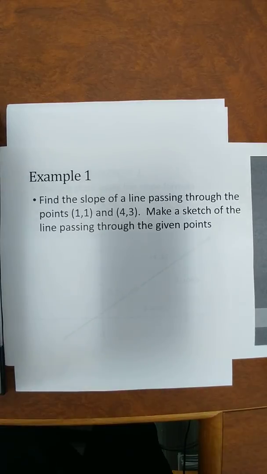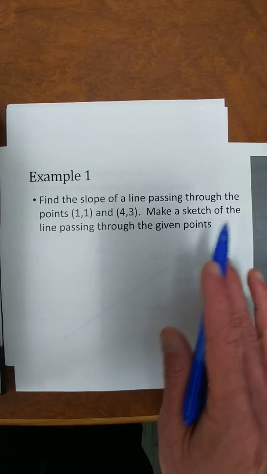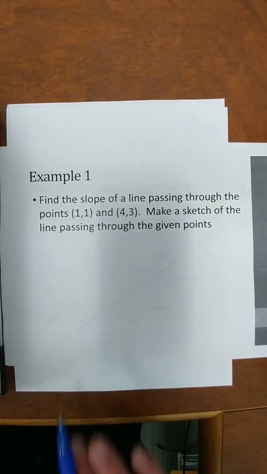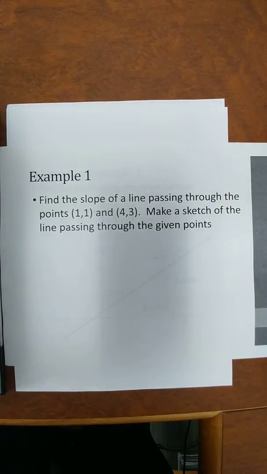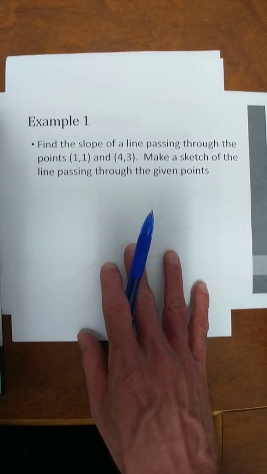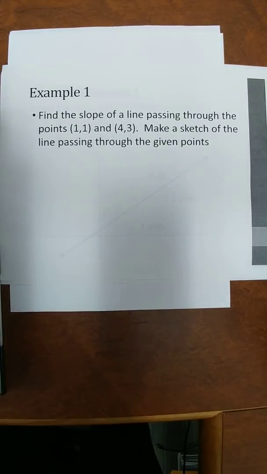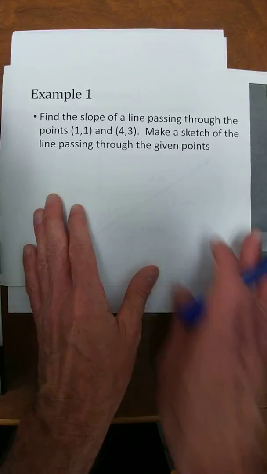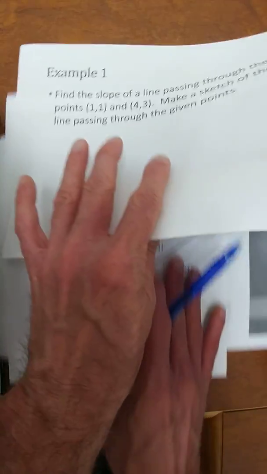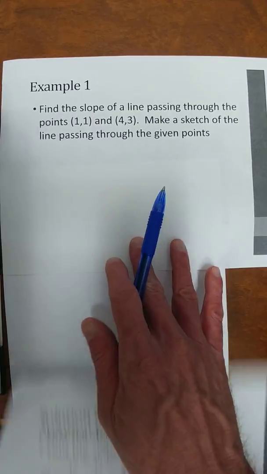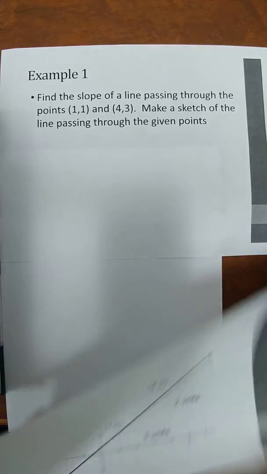So, like I said, we'll do an example where we will find the slope of a line passing through the points 1, 1, and 4, 3, and we will make a sketch also of this line. So let me pull down the solution here. I think I'll just put them on the same page.